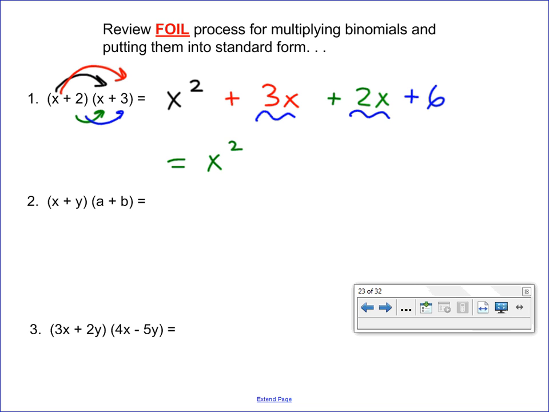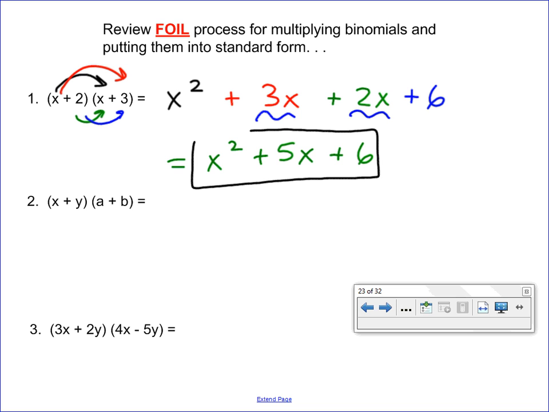I will get x squared plus 5x plus 6. And that's what we box for standard form. Awesome. Go ahead and complete number 2 and number 3 with your partner. You should be comfortable with the FOIL process, and then we'll check our answers. So go ahead and complete these with your partner.